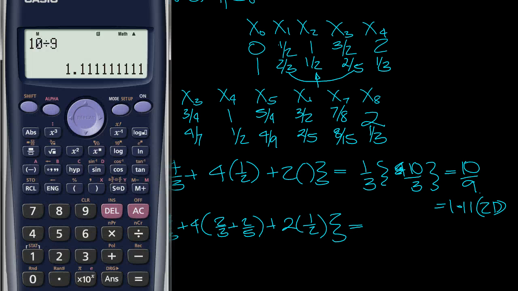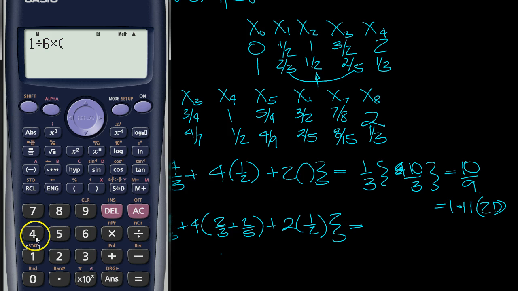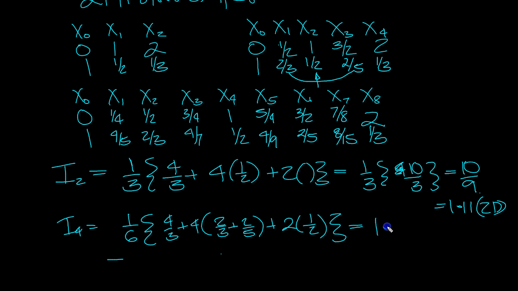Okay, let's just tap it in the calculator then. 1 divided by 6 times bracket 4/3 plus 4 times bracket 2 divided by 3 plus 2 divided by 5, close bracket, plus 2 times a half, which is 1. Close the bracket at the end. Decimal. 1.1, which is 1.10 to 2 decimal places, 11 over 10.